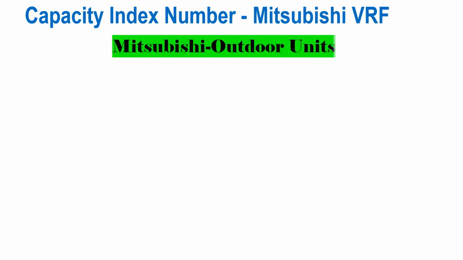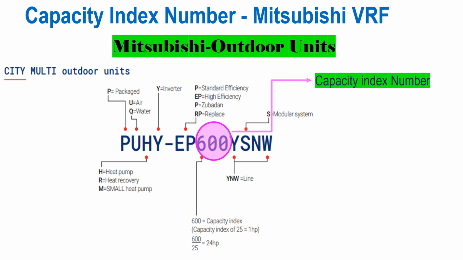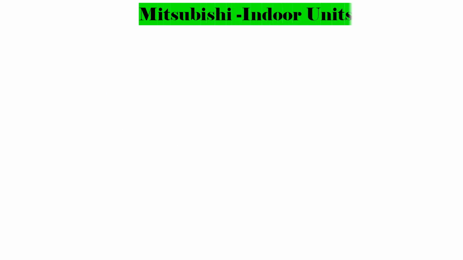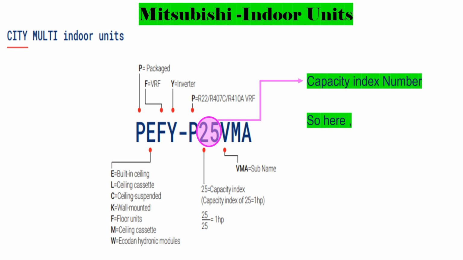Mitsubishi VRF system model using capacity index number. So, here capacity index number converts to horsepower. So, 600 divided by 25 is equal to 24 horsepower. Similarly, for Mitsubishi fan coil unit, index number conversion to horsepower is shown here.